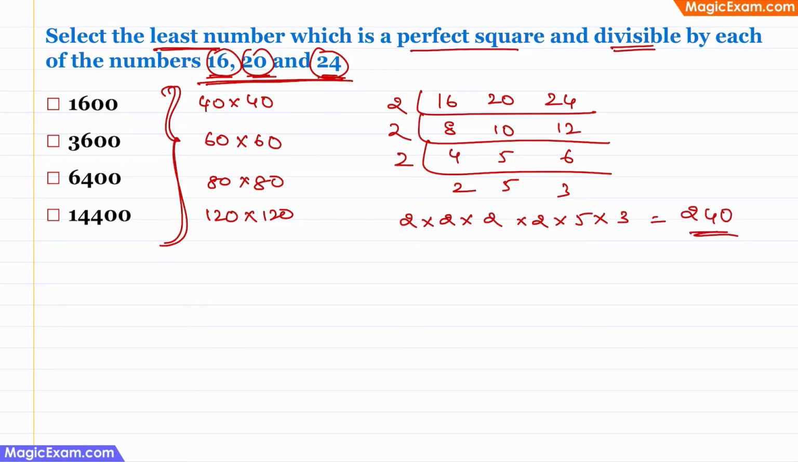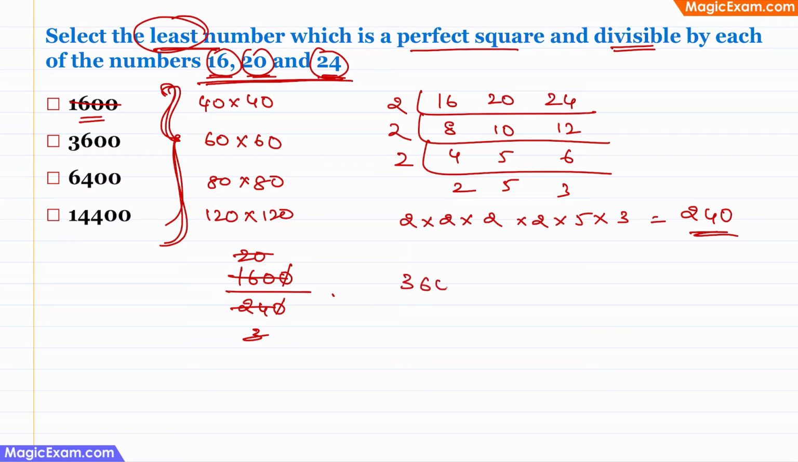So now we have to see which of these numbers is divisible by 240. And since we have to select the least number, let us start with the smallest number first. So 1600 divided by 240. 8 3s are 24, and 2 8s are 16, 0. So if we divide 20 by 3, we'll get some decimal point. Therefore, this cannot be the correct answer.